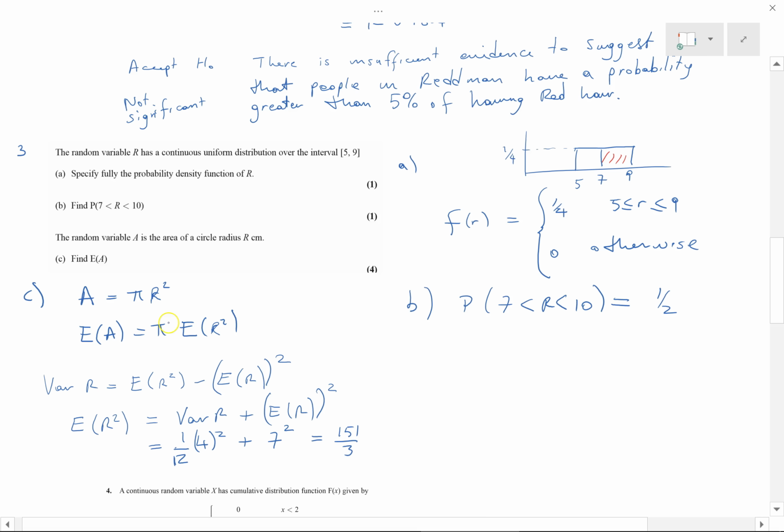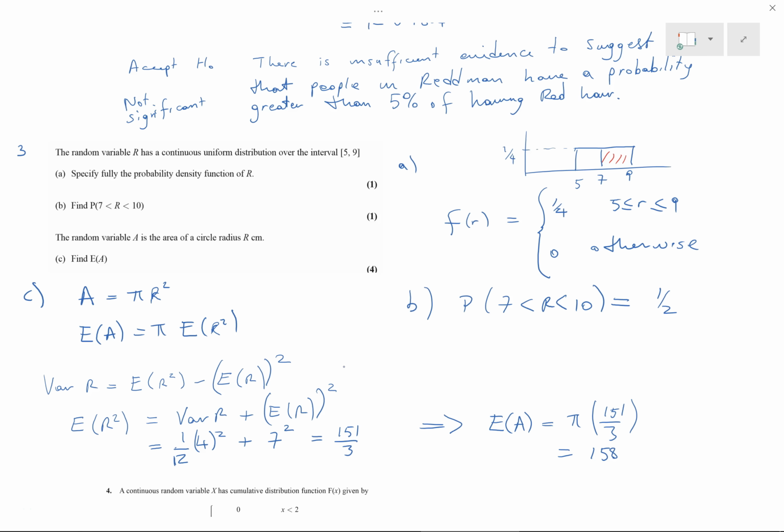So let's go back, now the E(A) bit is therefore equal to pi times 151 over 3. And that comes to 158. Okay, apologies for the slight ramble there and getting the formula wrong for variance. You can do it by integration as well, and that might be a useful check if you did it this way. Some people prefer to do it by integration.